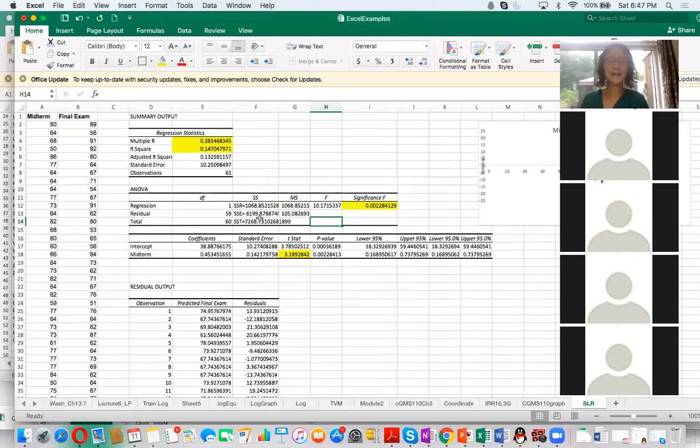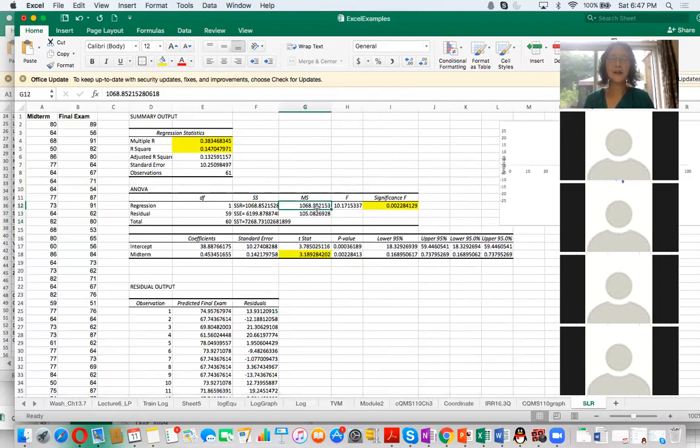So that is SS, and then MS. MS stands for mean square. This number is mean square due to regression, MSR. And the next one, mean square due to error, MSE. And you have MS total. Usually we ignore this number.